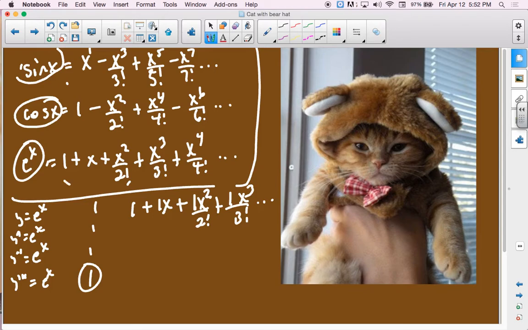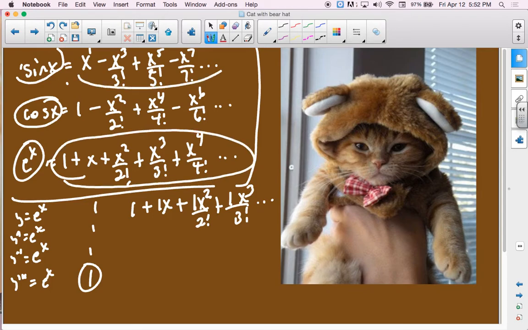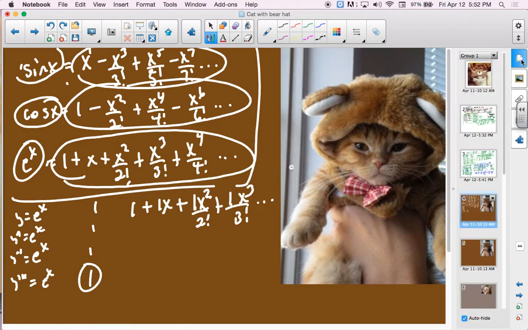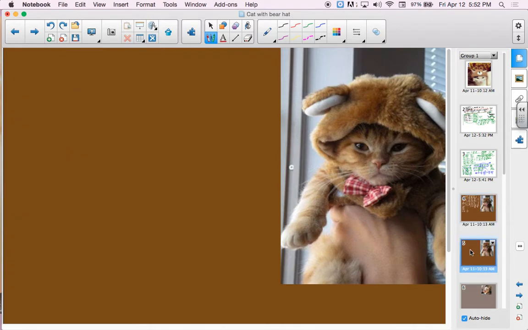So notice e to the x has all of them and it doesn't alternate. Sine has the odds, cosine has the evens, they alternate. So, and we can fill all sorts of things into those that you'll see if we memorize those. All right, some people memorize the next one. It's just sort of up to you. You can always derive them. I'm giving you the wherewithal to derive it.